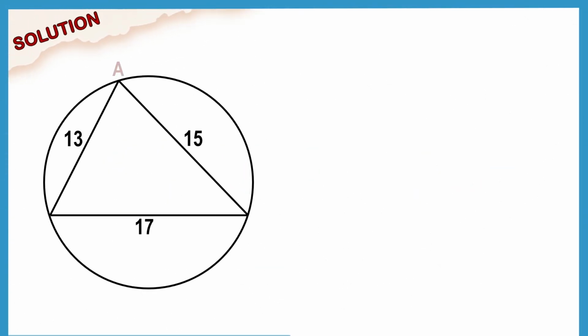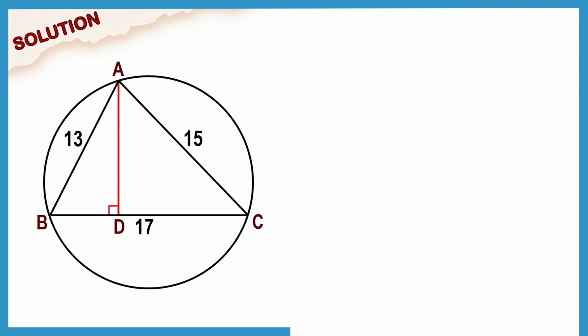Let the triangle be ABC, where AB equals 13, BC equals 17 and AC equals 15. Let's start by drawing the altitude AD from the top vertex A to the base BC. This creates two right triangles, triangle ADB and triangle ADC. We'll first determine the height AD.